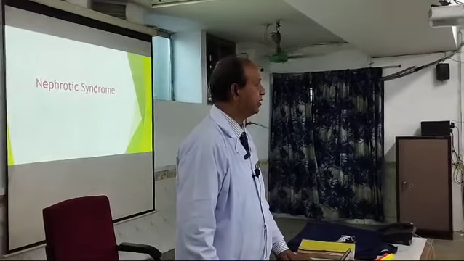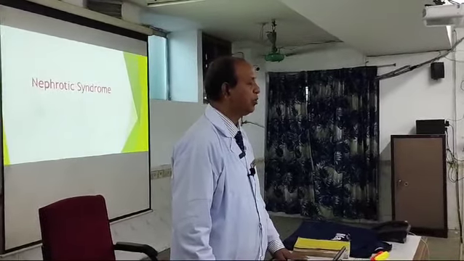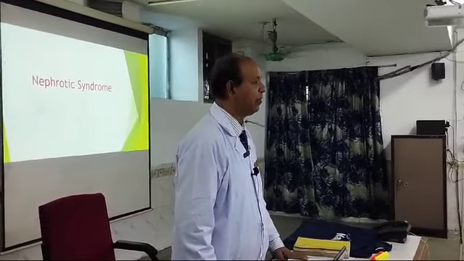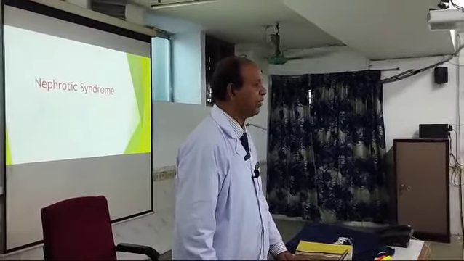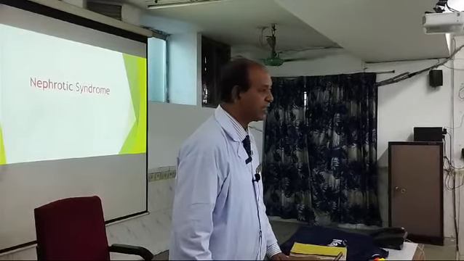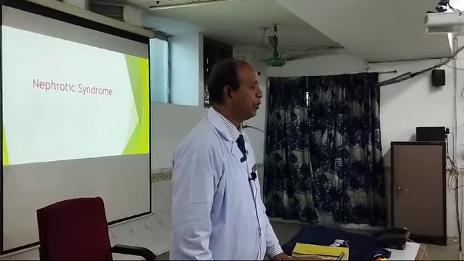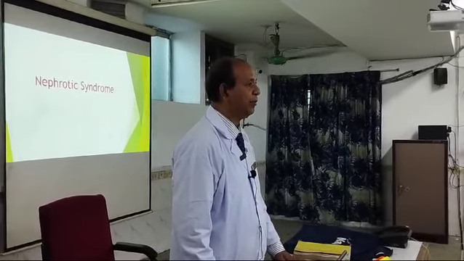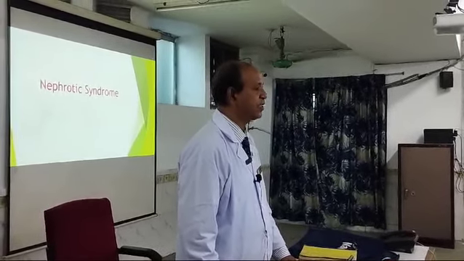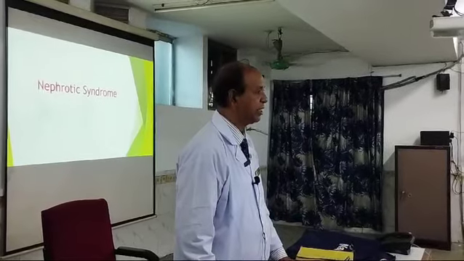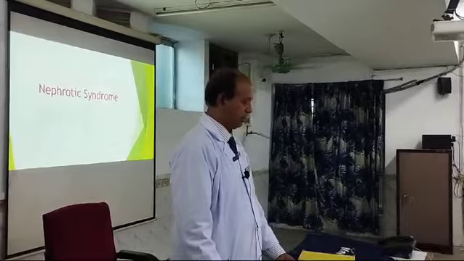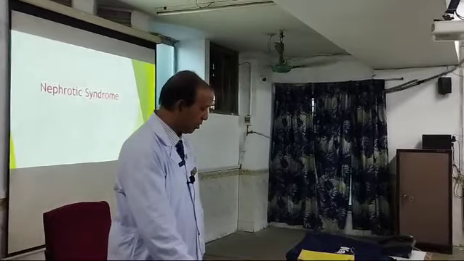Now, what are the types? It is classified into only two classifications. One is idiopathic nephrotic syndrome, which is 90%. The rest, 10%, is due to membranous nephropathy and membranoproliferative glomerulonephritis, and also lymphoma, leukemia, hepatitis B virus, hepatitis C virus, HIV, and malarial parasite infection. Remember this one.